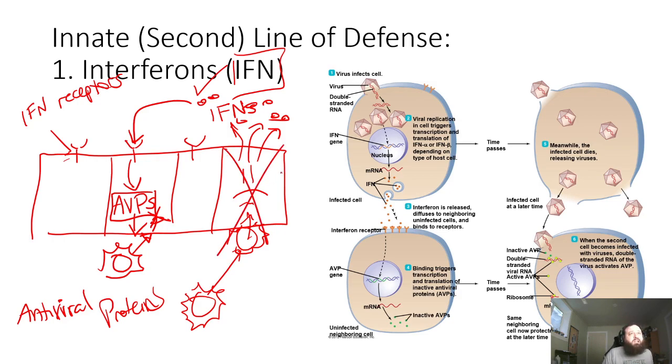It kind of knew that already because it was infected, but before it did so, it released all these warning chemicals, the interferons, to tell the neighbors, hey, you need to start producing antiviral proteins because a virus infection is coming for you.